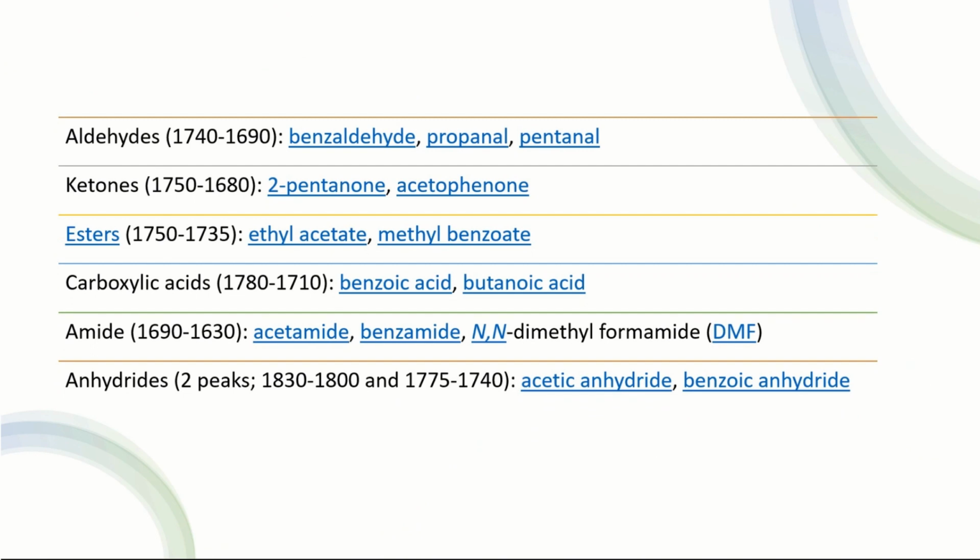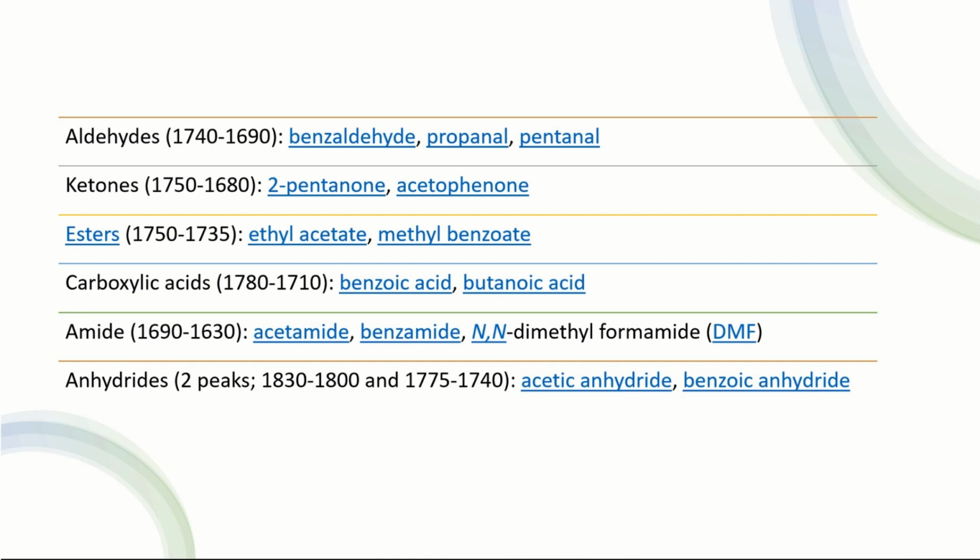So here are some important functional groups, for example, aldehyde, ketones, ester, carboxylic acid, amide, and anhydride. I have listed all the ranges of the peaks that they can be in the sample, so it's easier for you to refer to anytime.